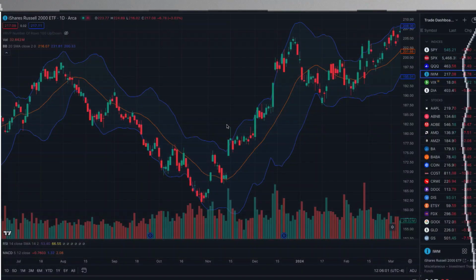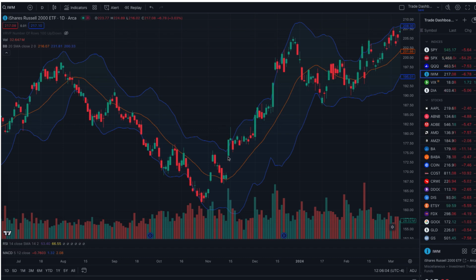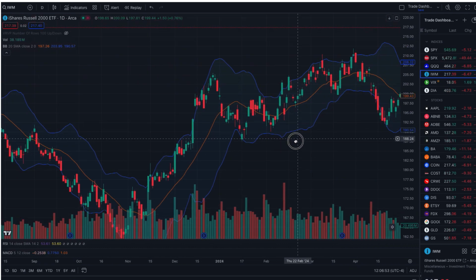So going back to our example here on IWM, you can see the initial pierce of the 2 sigma level was followed by a few days of reversal/consolidation, which offered an optimal entry point just above the 175 level. Let's look at another example just a little bit further out in time.